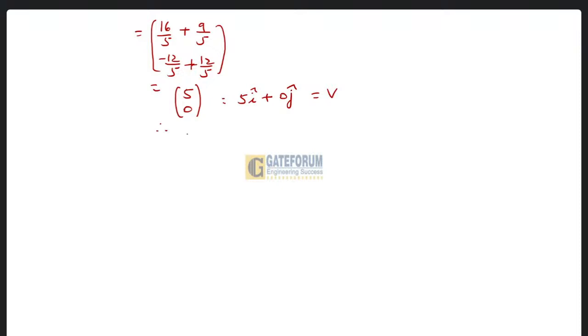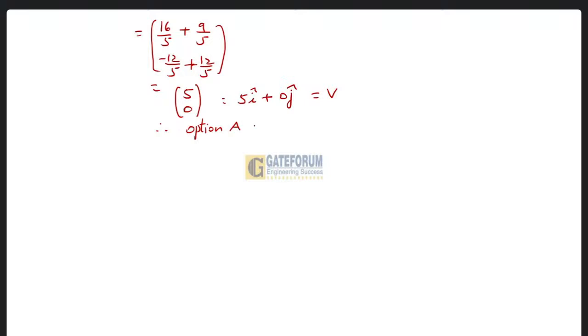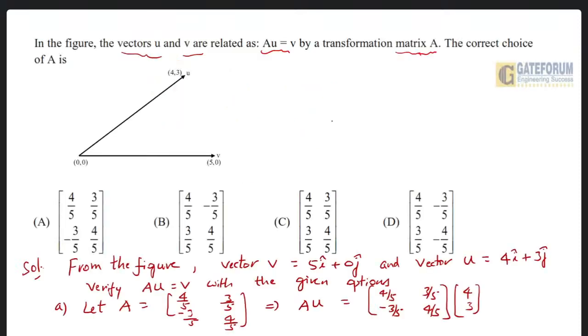So therefore option A is the answer. The first option only we have verified. We got it. Similarly, you can cross check at home whether any one of B, C, D is satisfied or not.